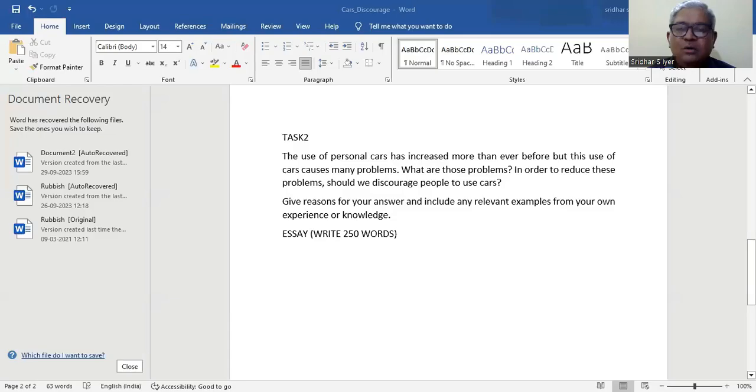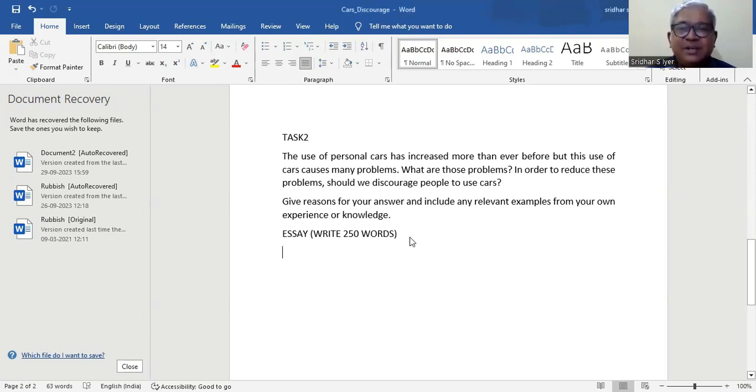So what do we have here? The use of personal cars has increased more than ever before, but this use of cars causes many problems. What are those problems? In order to reduce these problems, should we discourage people to use cars? Give reasons for your answer and include any relevant examples from your own experience and knowledge.